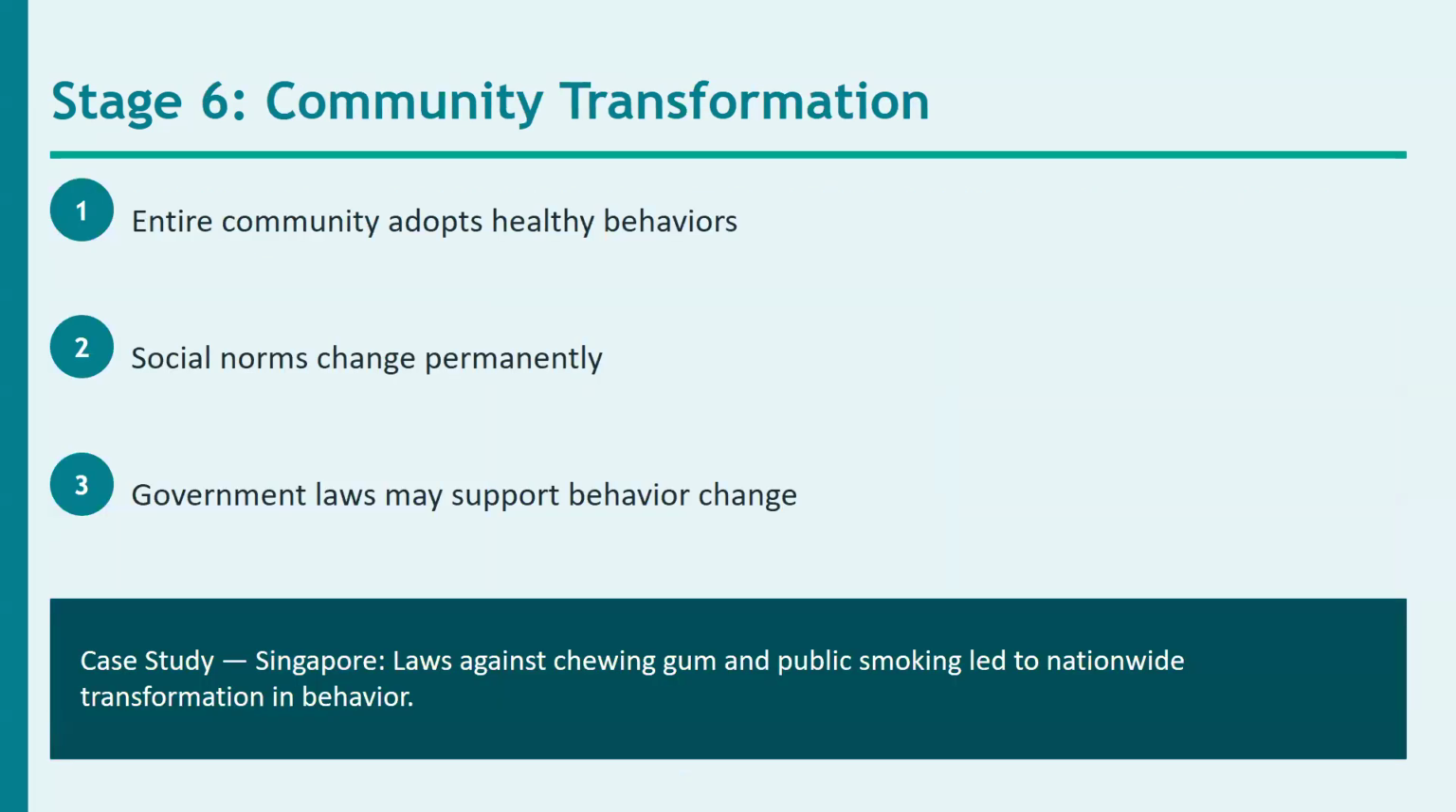Then comes the stage of community transformation, where the entire community adopts the healthy behaviors and the social norms change permanently. Government laws may support the behavior change. For example, a case study from Singapore is that the laws against chewing gum and public smoking led to nationwide transformation in the behavior.